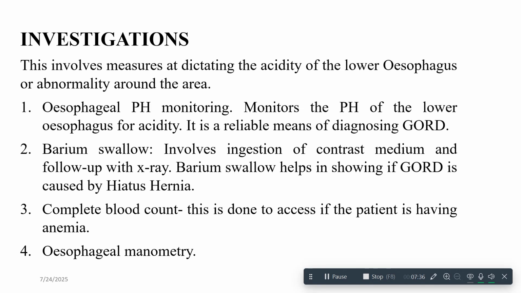The investigations we do include esophageal pH monitoring, which monitors the pH of the lower esophagus for acidity. It is a reliable means of diagnosing GERD. We have barium swallow, which involves ingestion of contrast medium and follow up with X-ray. Barium swallow helps in showing if GERD is caused by hiatus hernia. Then you can do complete blood count and esophageal manometry.